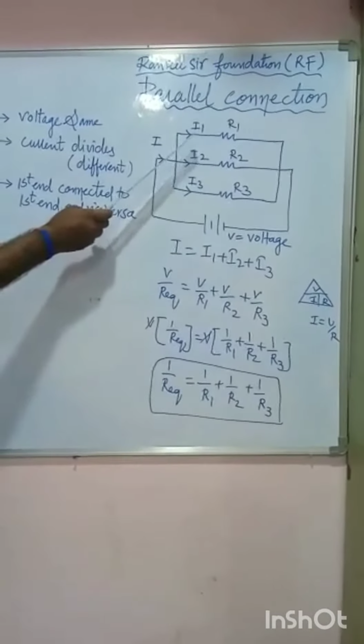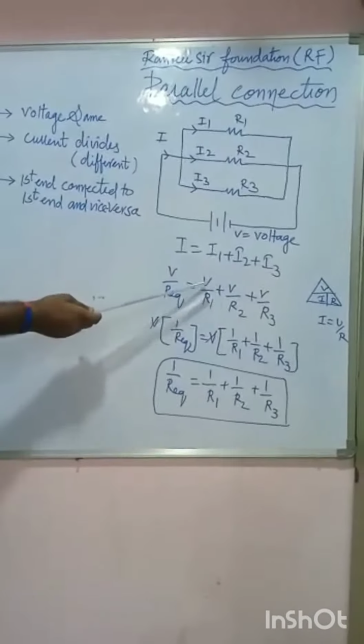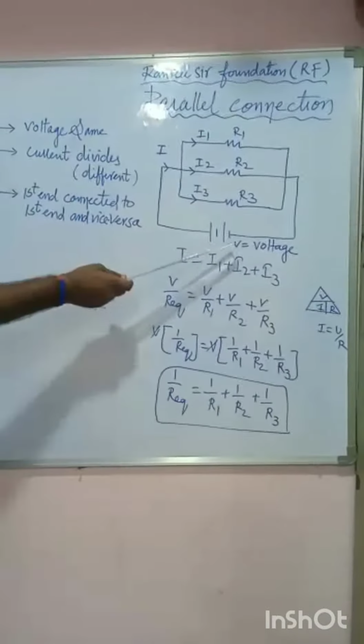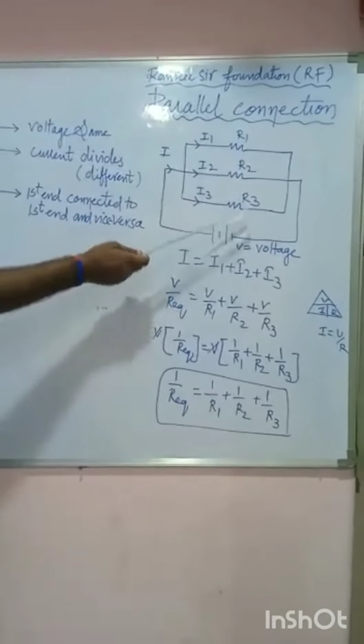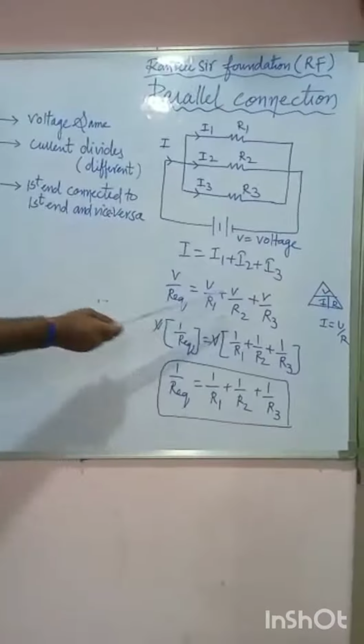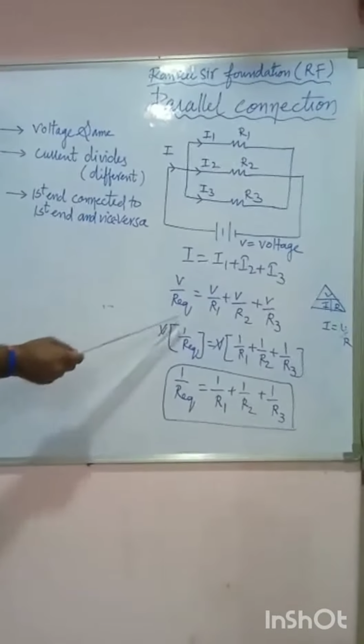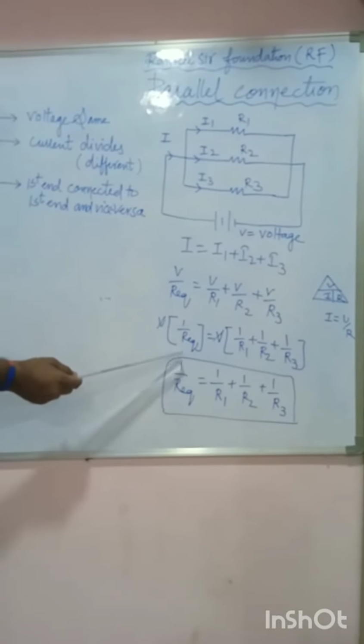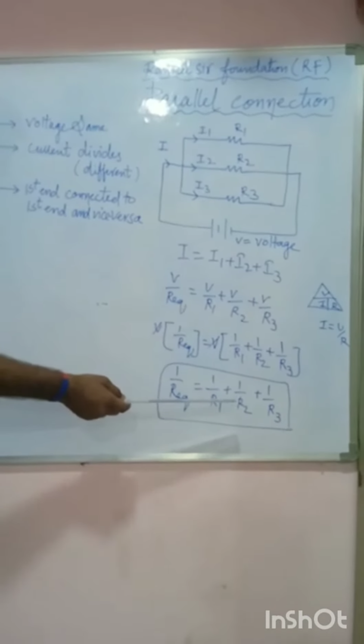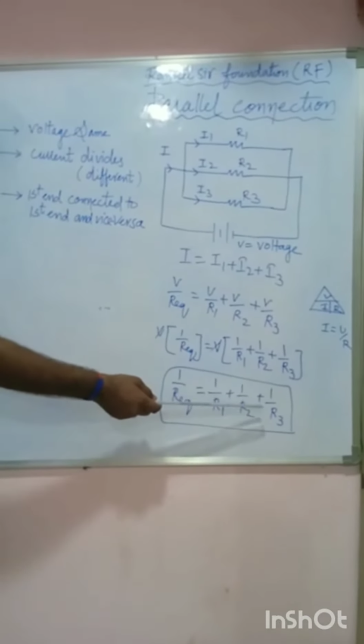So what is in I1? Same, V by this R1, I2 V by R2, I3 V by R3. So in all the cases we can see V common is there. Take V common and cancel V and V. So 1 by R equivalent is equal to 1 by R1 plus 1 by R2 plus 1 by R3.